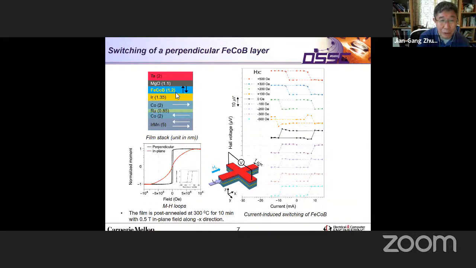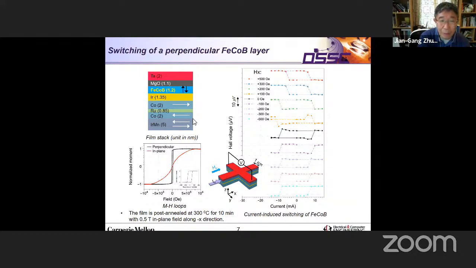So when you sputter iron cobalt boron on top of the iridium, you actually get perpendicular anisotropy if you put an MgO layer on top of it. Okay, so here is the whole structure of the film.